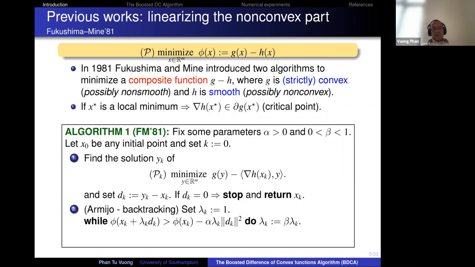Otherwise, we perform an Armijo backtracking from xk with the trial step lambda k equal to 1. Actually, this one is very close to the modern proximal gradient algorithm. If we add here a proximal term 1/2 norm of y minus xk squared and so on, then we obtain the classical proximal gradient algorithm. And then after the Armijo backtracking, we take xk plus 1 equal to xk plus lambda k dk.